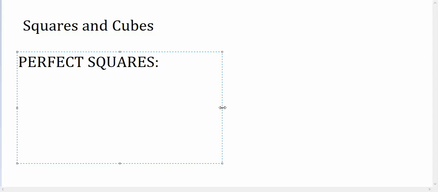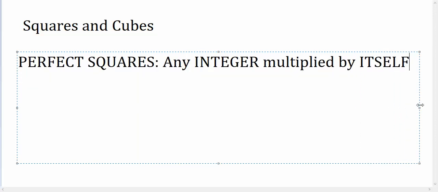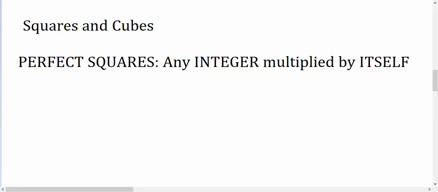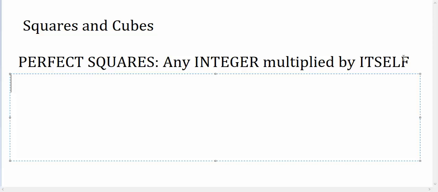So a perfect square is anytime you have any integer multiplied by itself. That's a perfect square. Move that over. Okay, so a perfect square is any integer multiplied by itself. And let's give ourselves a nice little list of perfect squares.